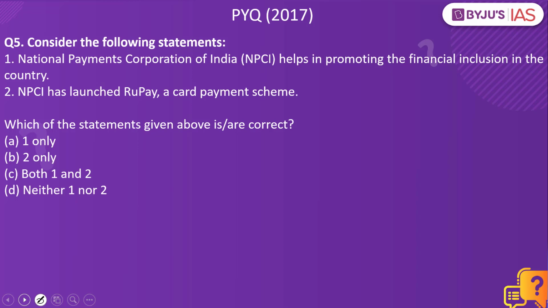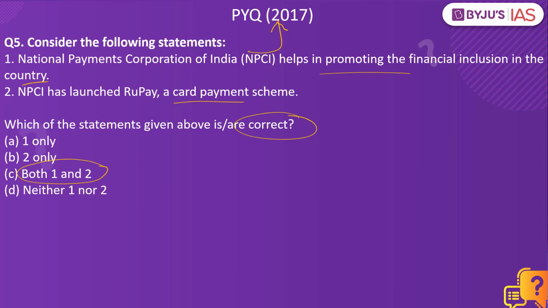Consider the following statements. National Payments Corporation of India helps in promoting the financial inclusion in the country. NPCI has launched RuPay, a card payment scheme. Which of the statements given above are correct? The answer to this is both 1 and 2. This happens to be a previous year question from the year 2017.